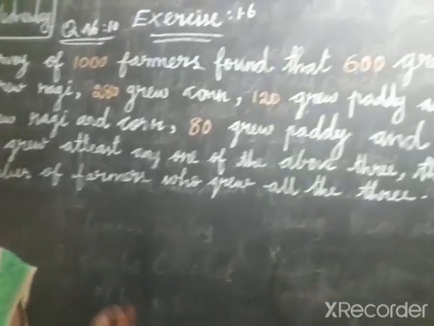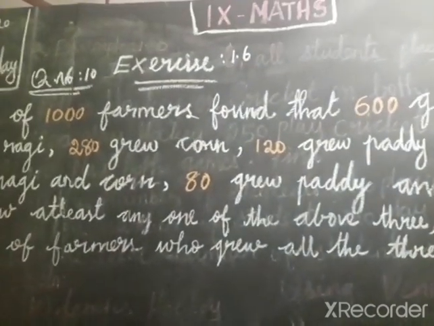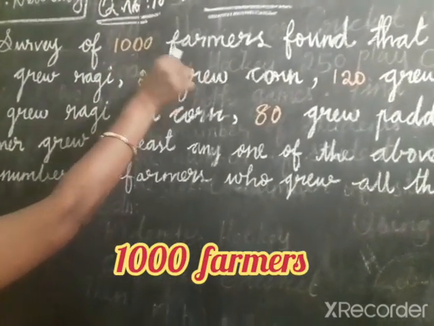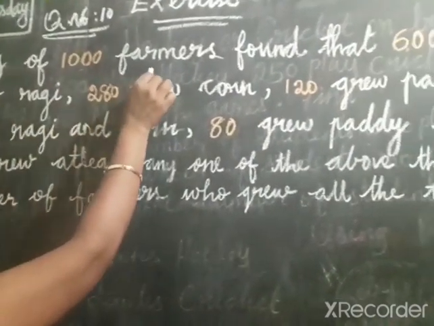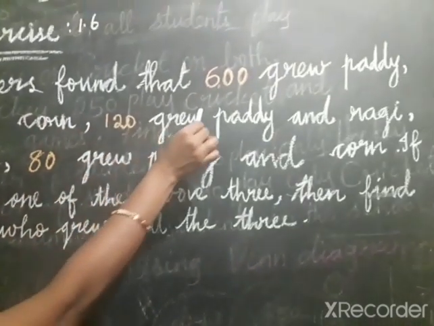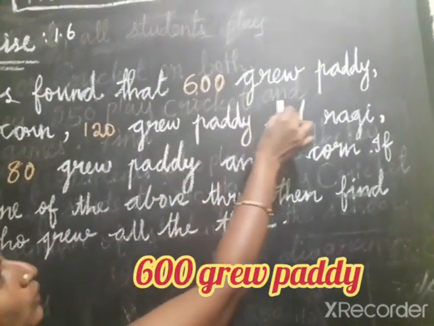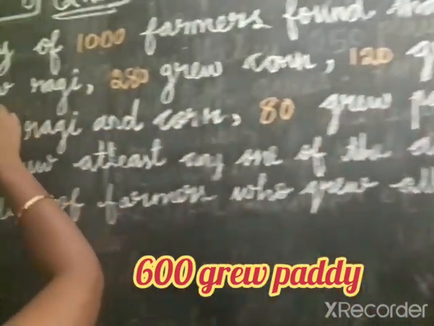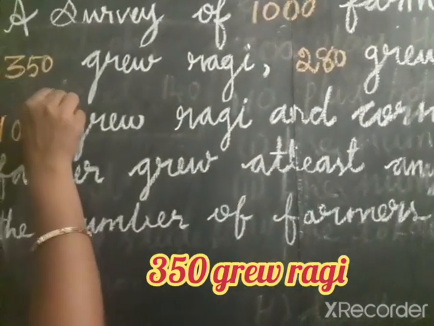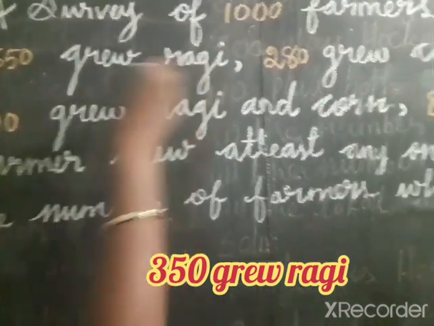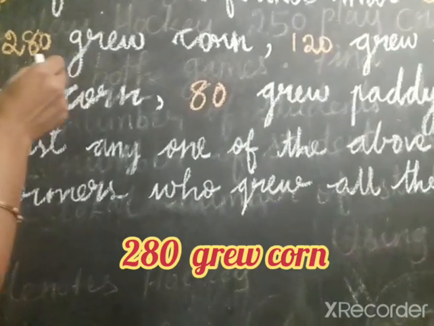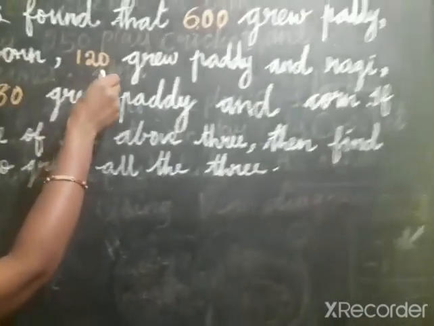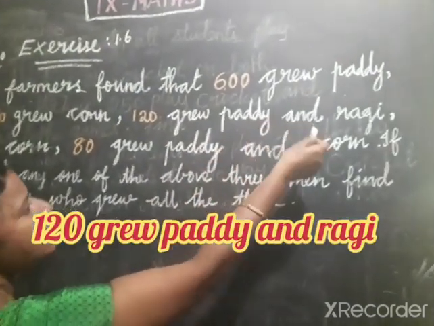We will discuss exercise 1.6, question number 10. See the question. A survey of 1,000 farmers found that 600 farmers grew paddy, 350 farmers grew ragi, 280 farmers grew corn, and 120 farmers grew paddy and ragi.